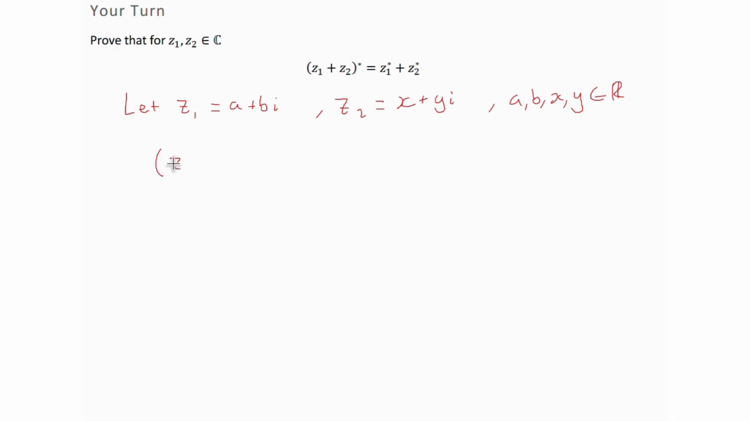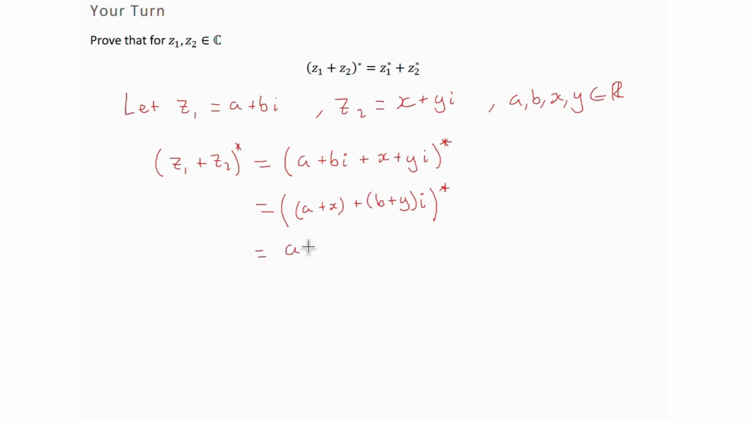So starting with the left-hand side, Z1 plus Z2 conjugate is equal to, that's A plus Bi plus X plus Yi, and then the conjugate of that. Grouping together the real and imaginary parts, this is going to be A plus X is the real part, plus B plus Y times by i is our imaginary part.